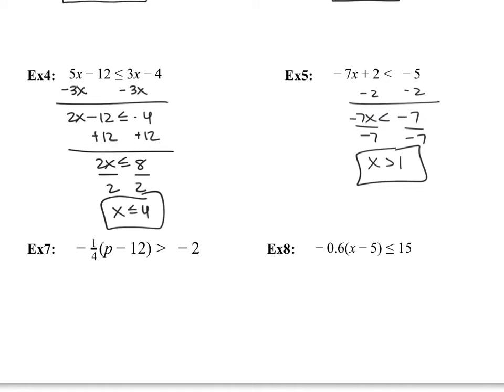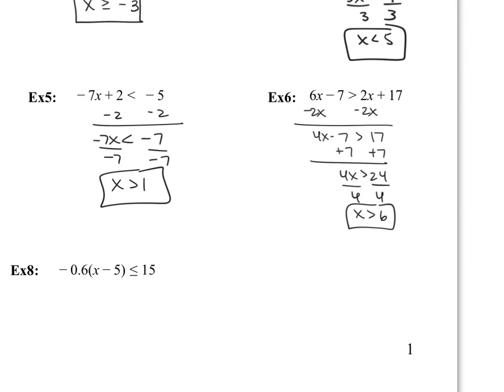On example 4, the first thing I want to deal with is the fact that I have variables on both sides. So remember that to collect variables on one side, we can either add or subtract the variable term over. I chose to subtract 3x to make it cancel, and then I had to do this on the other side as well. This gave me a new inequality of 2x minus 12 is less than or equal to negative 4. Don't forget about that negative sign. And then added 12 to both sides and divided by 2 for a final solution of x is less than or equal to 4.